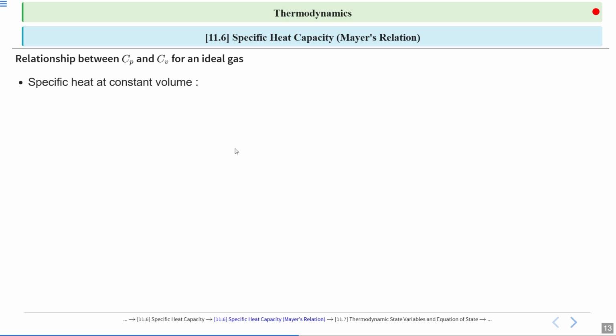Specific heat at constant volume, the expression becomes Cv is equal to delta U plus 0 divided by delta T. Here the work done is 0. Now the question arises why? Because this is the specific heat at constant volume. The volume is constant, so there is no work done. So the integration of PdV equals 0, because work done depends on the change in volume. So Cv becomes delta U divided by delta T. All right.